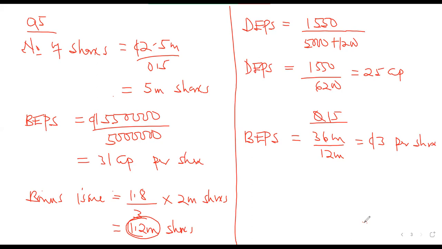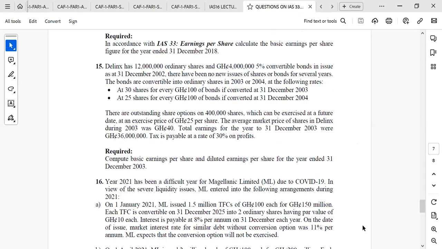If you come to the diluted earnings per share, what we do now is we look at the convertible instruments and the share options. As a rational convertible holder, which of these options are you going to pick? Will you convert in 2003 or 2004? So you always pick the one with the highest conversion rate, which is 30.